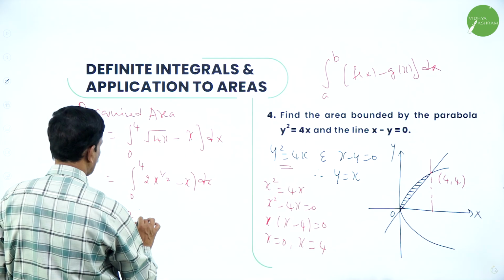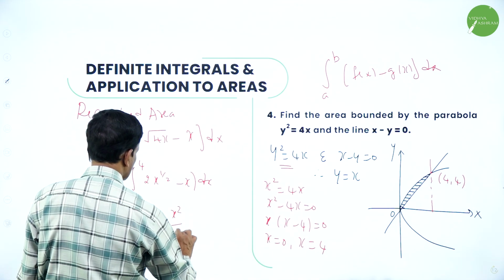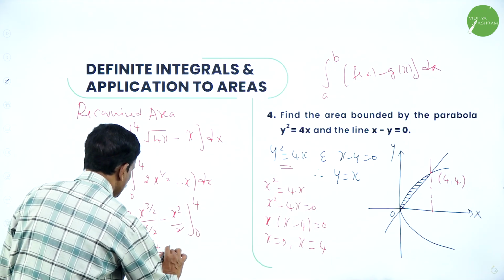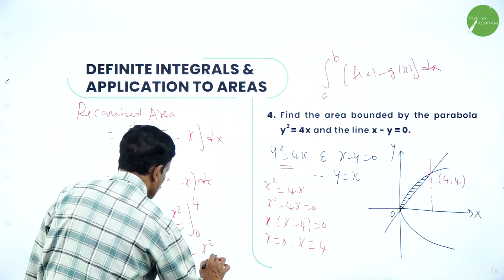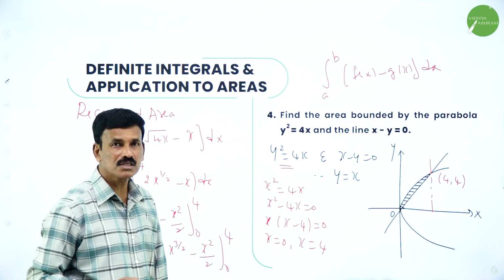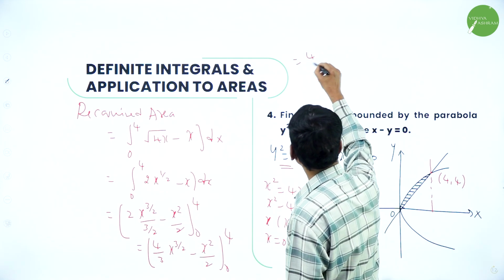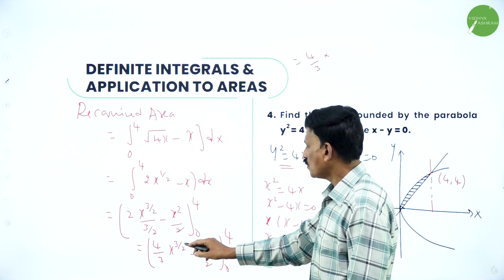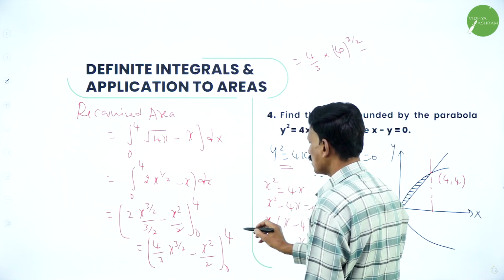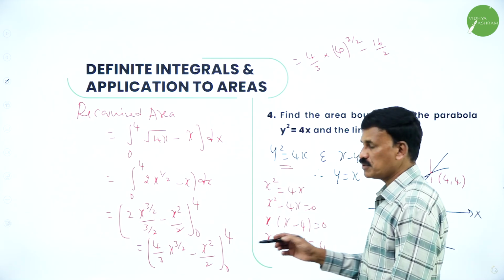So 2 times x raised to half plus 1 is 3 by 2, divided by 3 by 2, minus integral of x, which is x square by 2, between the limits 0 to 4. So this can be written as 2 2s are 4, 4 by 3 x to the power of 3 by 2 minus x square by 2 between limits 0 to 4. Integrate it. Just substitute the value of upper and lower limit, you will get the answer. That's it. Okay. Now what is this equal to? If you apply the upper limit, this is equal to 4 by 3 into 4 to the power of 3 by 2 minus 4 square, 4 4s are 16 by 2, minus the lower limit, 0 into a number is 0.